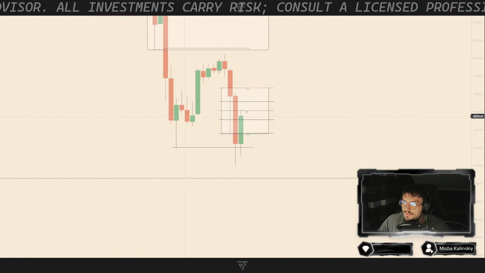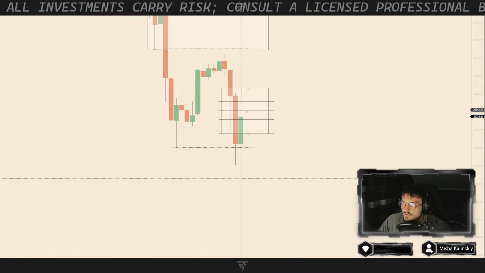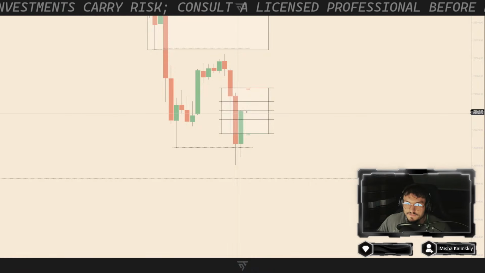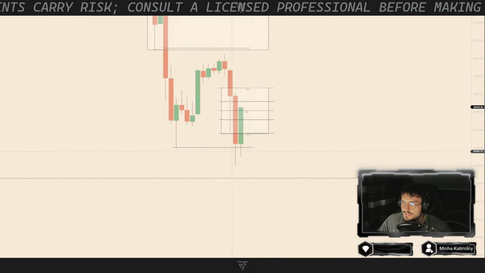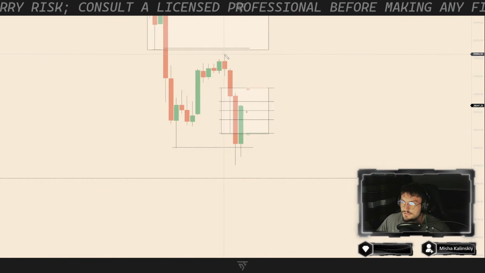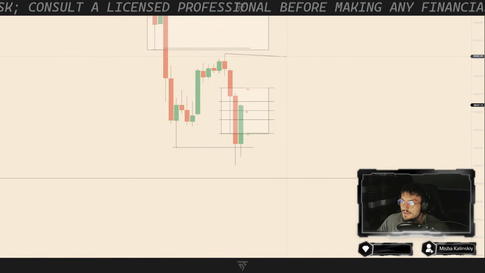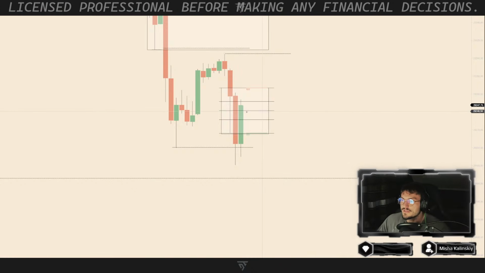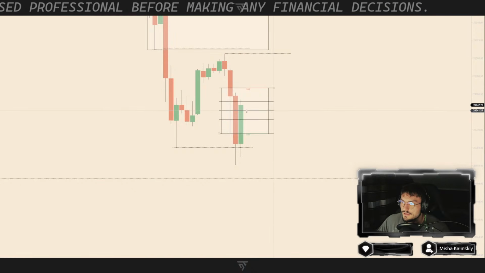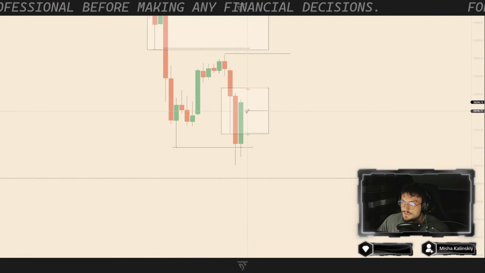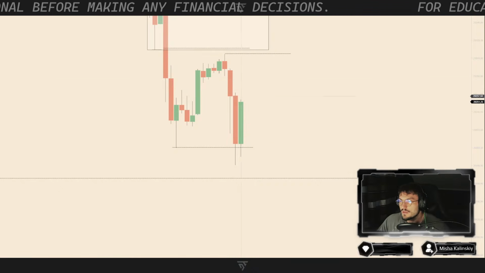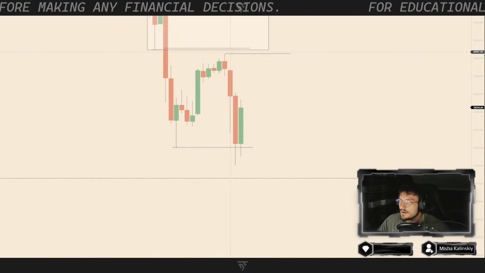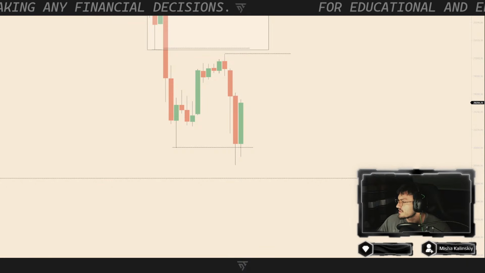But yeah, look, this is tapping the SNDR, the 50%. If this wicked below, this now created the weak high up here, and that's why I'm not taking the short. But yeah, if this closed below, I would be taking the short. It created a weak high up above, and I don't want to short against a 5-minute weak high.